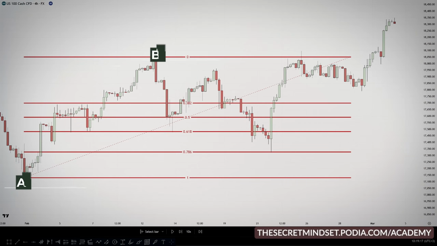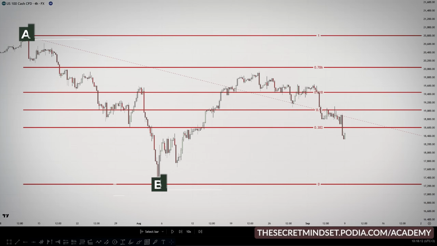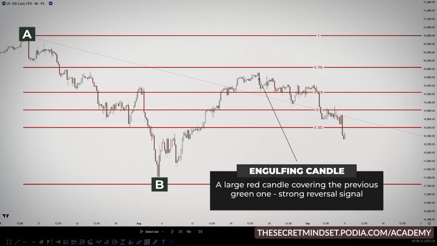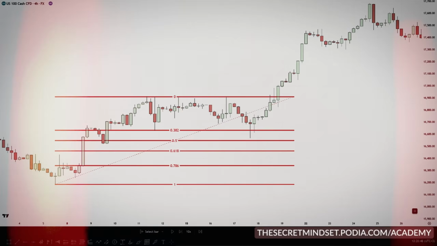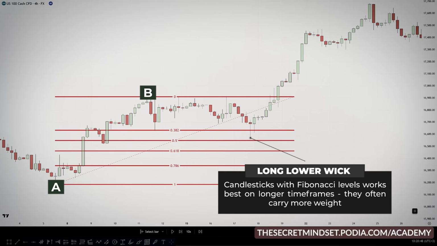Engulfing patterns are also decent signals. In a bullish engulfing pattern, a large green candle completely covers the previous red candle. This shows buyers taking control from sellers. A bearish engulfing pattern is the opposite, with a large red candle covering the previous green one. These patterns at Fibonacci levels can be strong reversal signals. From my experience, using candlesticks with Fibonacci levels works best on longer timeframes.